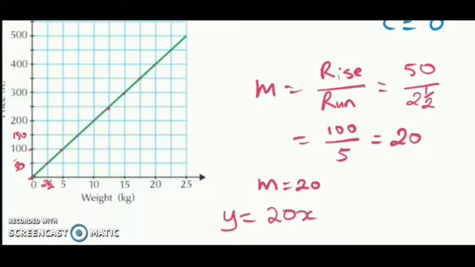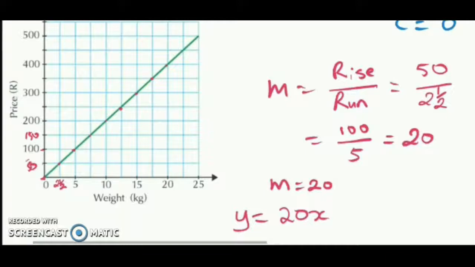So every one across, it goes up 20. Another one across, it goes up 20. So it goes up 20 for every 1 kg. So what's on this axis? The price. The price is going up $20 per kilogram.